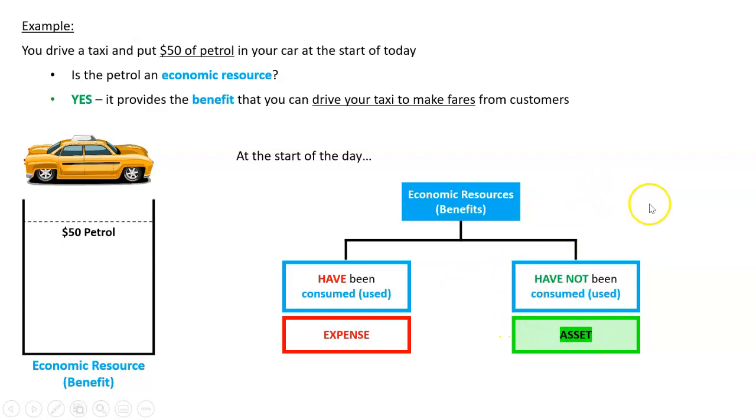Now, we haven't driven the car yet, so we would say, I haven't used any of that petrol, so I don't have an expense yet. I actually have $50 of an asset called petrol. So what we should probably say is, instead of calling this petrol, we should say that's an unused economic resource, which is an asset.